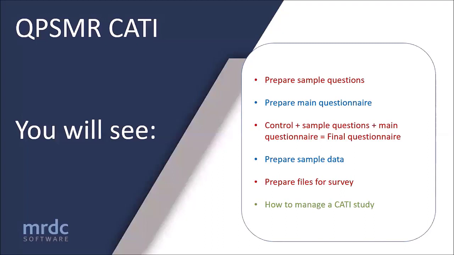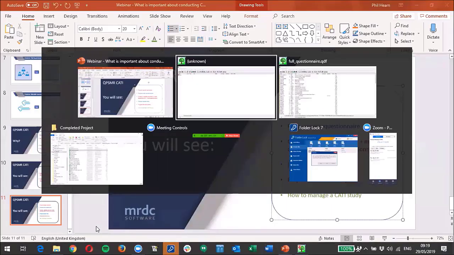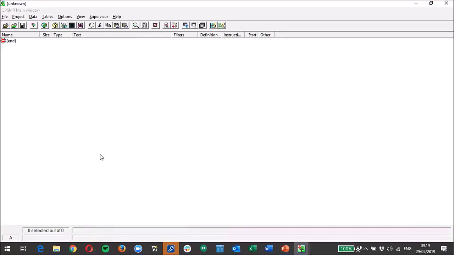Having produced our final questionnaire, we're going to look at preparing the sample data and then preparing the files for the survey and looking at how we can manage the CATI study overall. All right, so I'm going to come out of PowerPoint now and I'm going to move to a presentation of QPS. And we're first of all going to look at putting in some very simple questions.